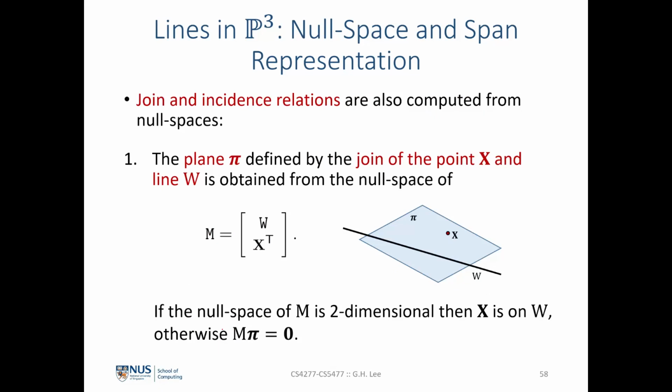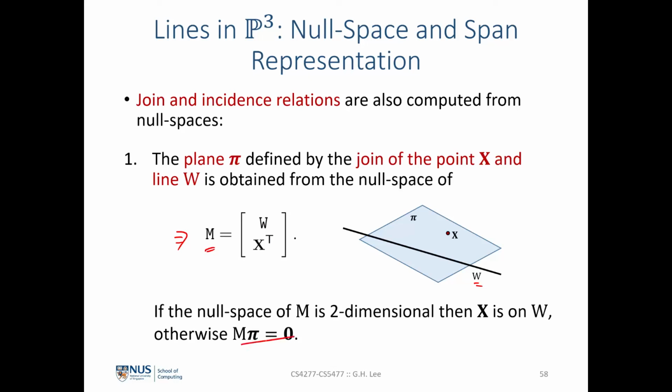Now we can also see that the join and incidence relations can also be computed from the null spaces. The plane pi is defined by the join of a point x and a line w. So I have a line here which I denote as w, and a point that are not coincident with each other. This means that the point doesn't lie on the line. Then I can use the line w and this point x here to define the plane pi over here, and this is given by the null space of this matrix over here defined by w and x transpose, which is obtained by the null space of this.